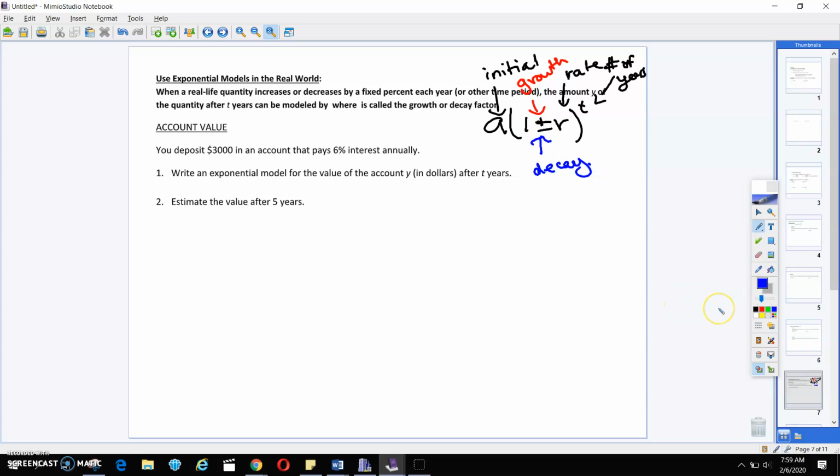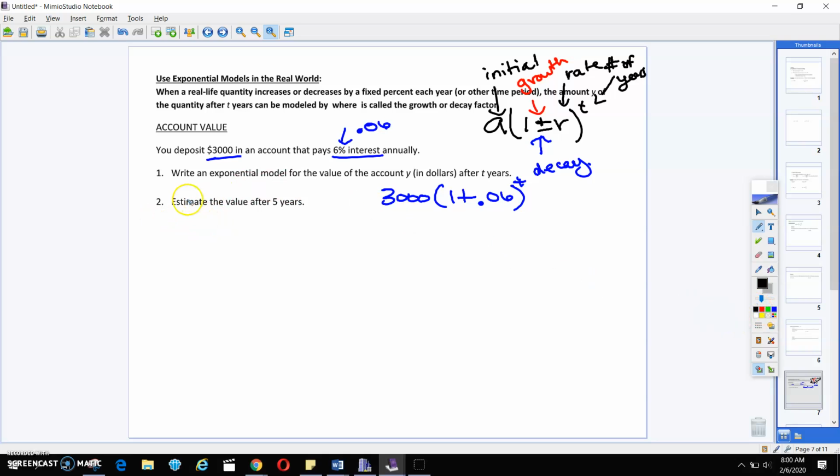Okay, so on this first one, it says you deposit $3,000 into an account that pays 6% interest annually. Write an exponential model for the value of the account Y in dollars after t years. So we're going to plug in 3,000 for A, and 1 plus, what's my interest rate converted into a decimal? 0.06. So we're going to say plus 0.06, and we're going to raise it to the t power.